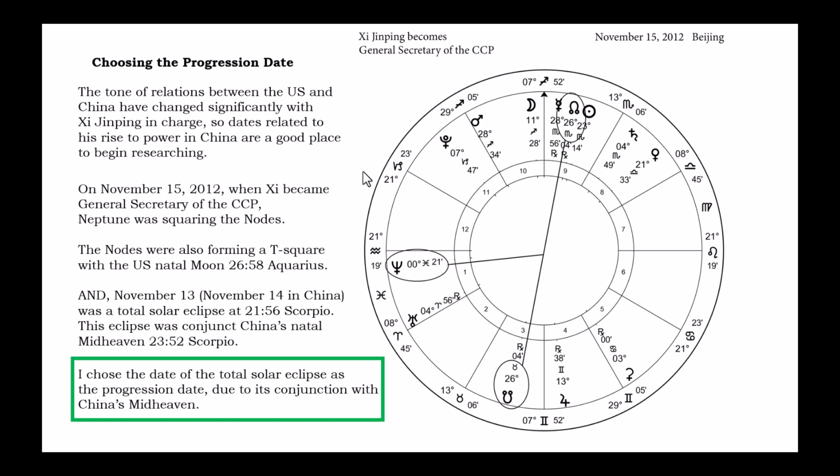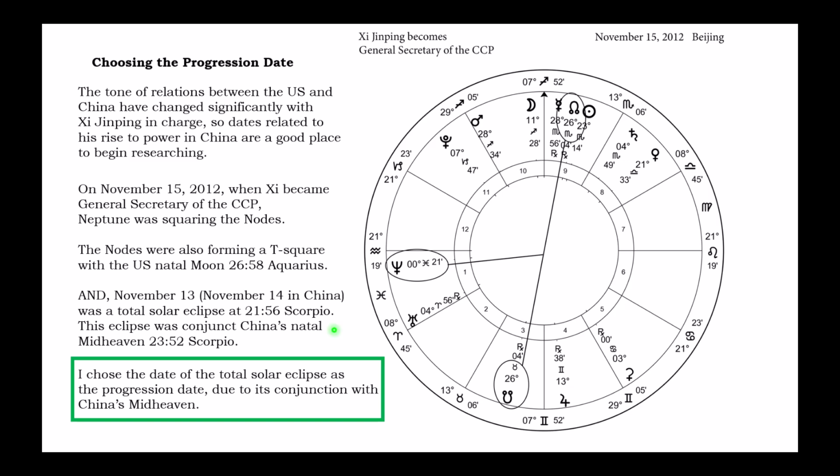Looking at transits for November 15, 2012, we see that Neptune, 0 degrees Pisces, forms a T-square with the nodes, 26 degrees Scorpio-Taurus. This position of the nodes forms an almost exact T-square with the U.S. natal moon, 26 degrees 58 minutes Aquarius. And November 13th, 2012 was a total solar eclipse at 21 degrees 56 minutes Scorpio.